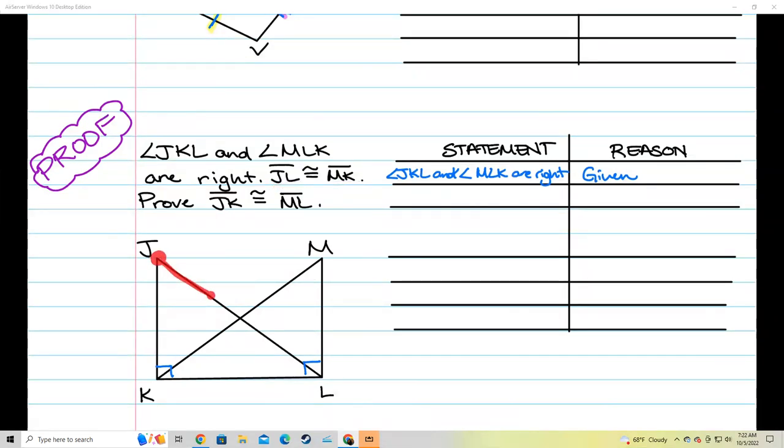JL is this long segment here, and MK is this long segment here. I'm going to do this a little weird. I don't normally write it like this, but not only am I going to highlight the two tick marks, I'm going to highlight the whole side just so you understand. This whole side here matches with this whole side here, and that gives me a side. So I get to write segment JL is congruent to segment MK. And I know this because it was given.